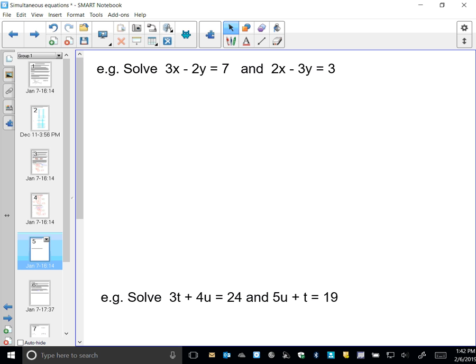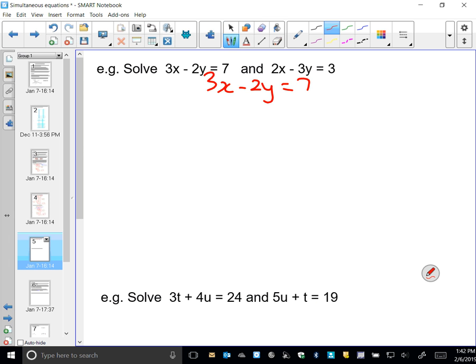Right, okay. So again, I'm going to write them one above each other. 3x take away 2y equals, 2x minus... shush, please. So now we've got our questions.